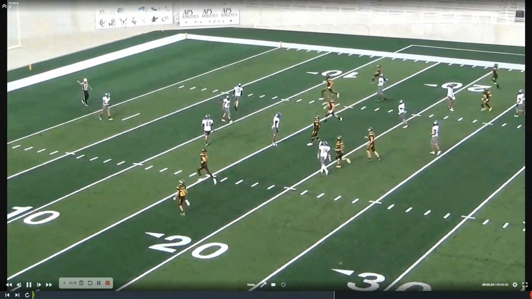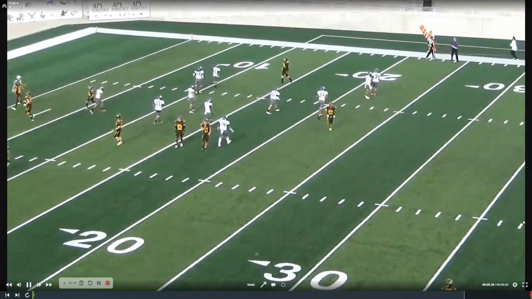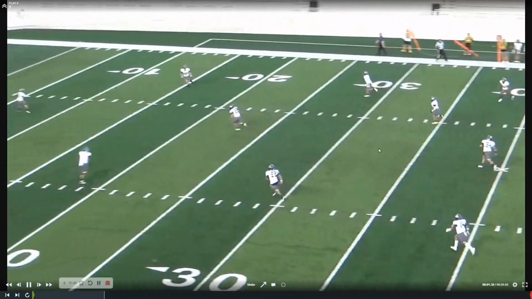So this is correctly ruled. Good job to know the rule. Correctly ruled a touchback on the field. Good job.